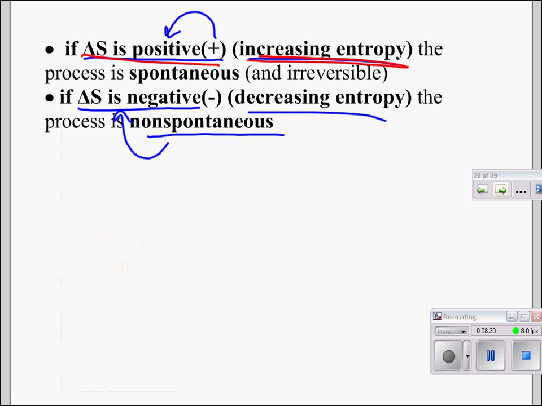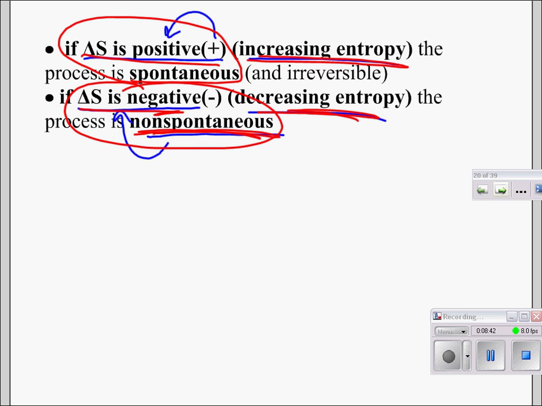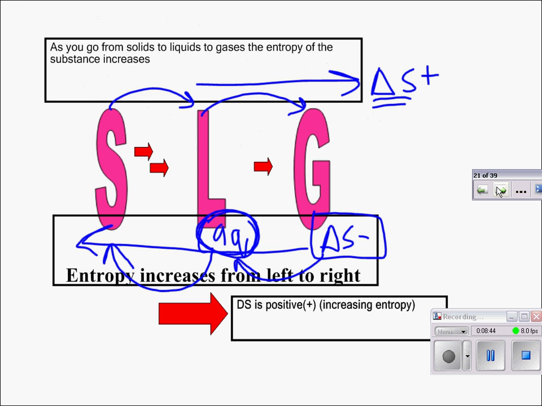If delta S is negative, we say entropy is decreasing, and we say it's non-spontaneous. So if delta S is positive, it's associated with spontaneous. If delta S is negative, we say it's non-spontaneous. So if you look right here, we use what's called the SLG rule to determine it first. Look at the states of matter represented in the chemical equation. If you go from a solid to a liquid, or a liquid to a gas, the sign for delta S has to be positive.